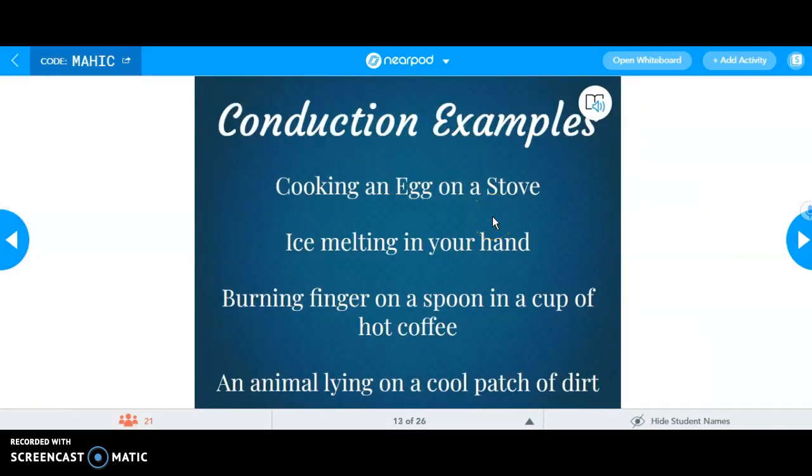I'm going to jot these on my anchor chart. Examples of conduction: cooking an egg on the stove, ice melting in your hand, burning your finger on a stove, or on a spoon that's in a hot cup of coffee. Do you see that bottom part? Any animal lying on a cool patch of dirt, the heat transfers from their body to the dirt. So that's why elephants do that a lot. You'll see them dig out a big patch of dirt and roll in it. They're trying to get the heat away from their body.